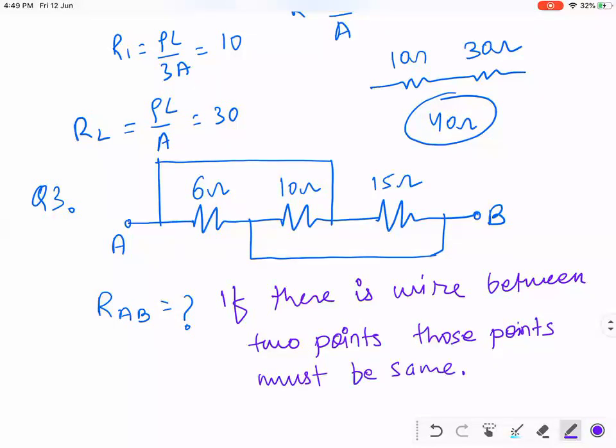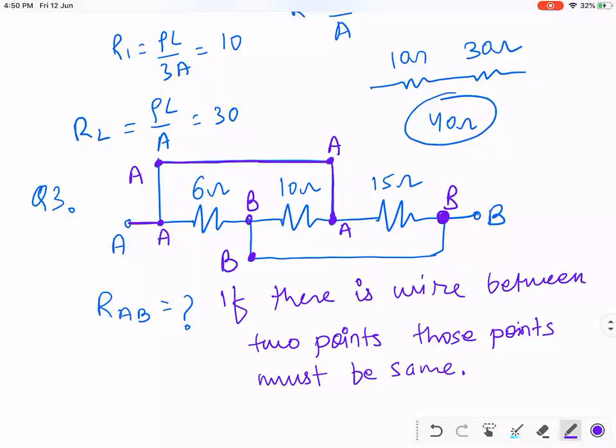So if this is point A, and what is this? This is a wire, right? So this point also must be A. Move ahead. What is the name of this point, bacho? A. A. And this point? A. A. Right? Can you see this point, bacho? B. So this point also B. This point also B. If there is a wire between 2 points, those 2 points must be the same.